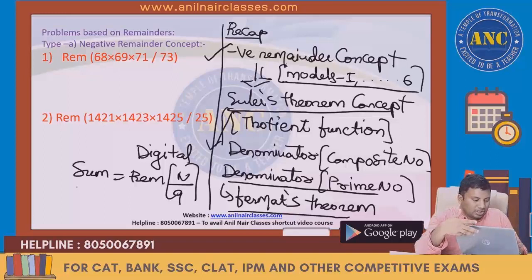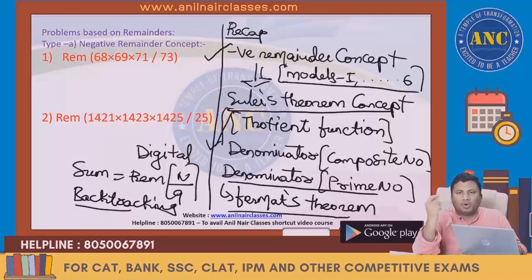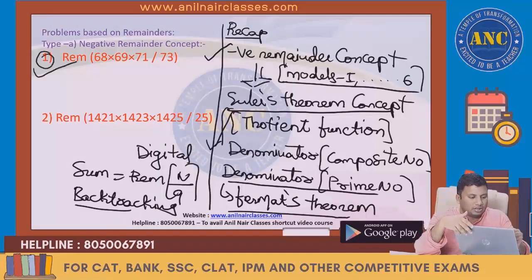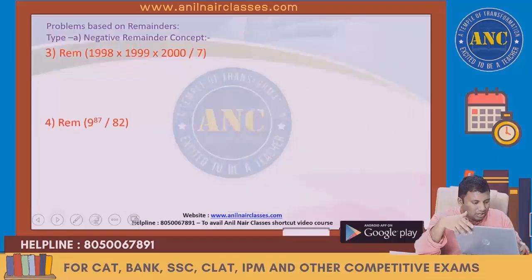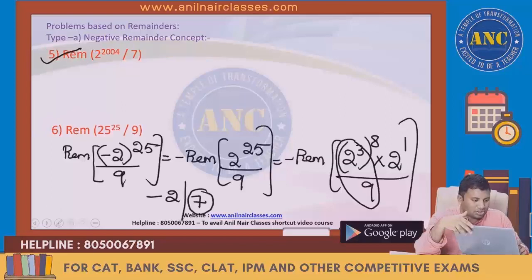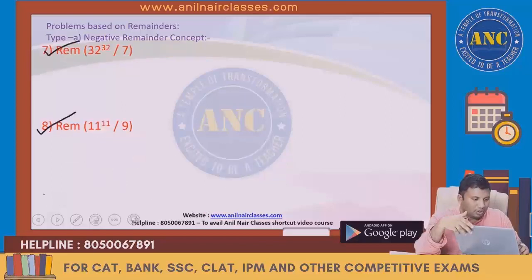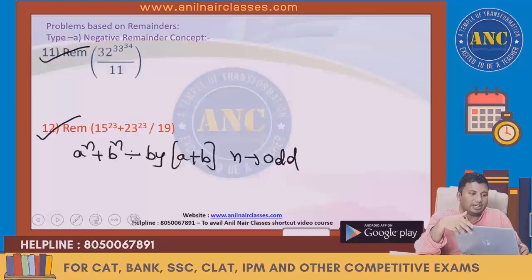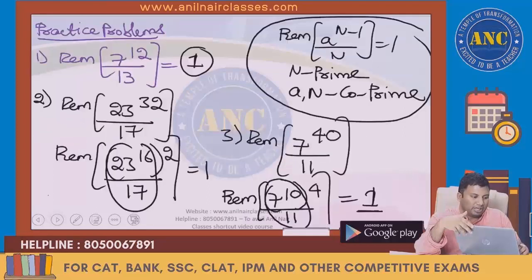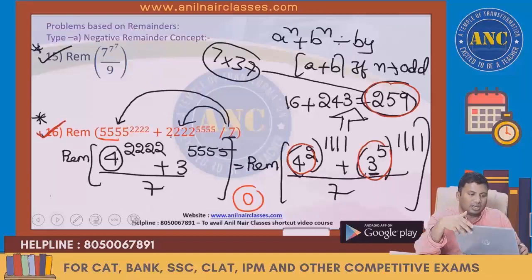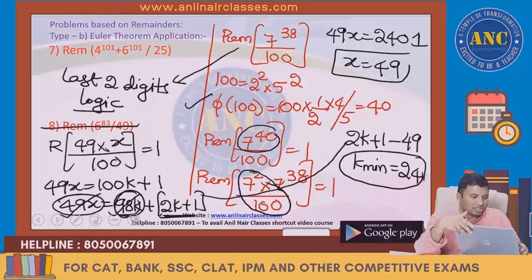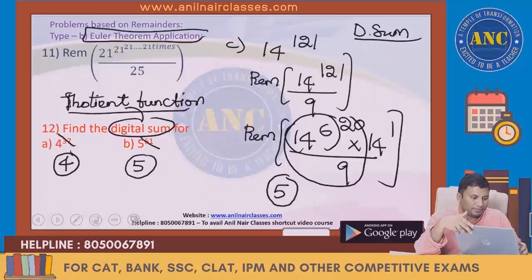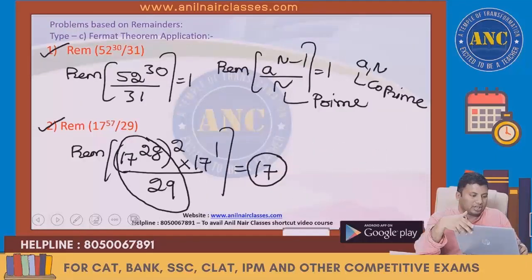So in Euler's theorem, we also discussed the backtracking method, how backtracking helps us. By today evening, most of the remainder problems you can solve. This we solved, this we solved. Question solved, question solved. 5 over 6, 7, 8, 9, 10, 11, 12, 13, 14 are the practice problems which we solved. Write all these: Euler's theorem, Euler's theorem application, Fermat's theorem.